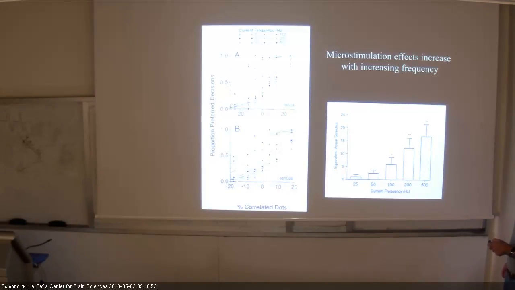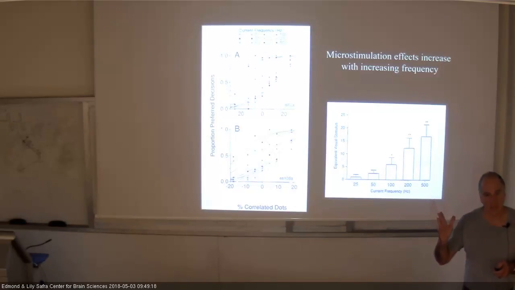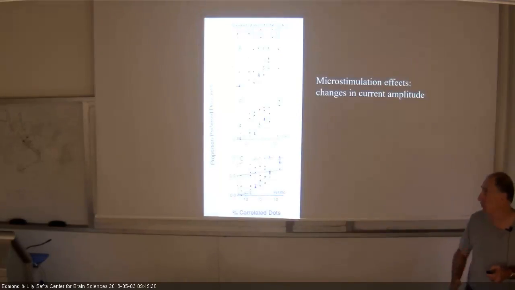You see that when you increase the frequency, the psychometric curves sort of move leftward, meaning that you get greater and greater effect. And you can see here that's the average. So these are two experiments. You see this shift to the left with frequency, and you get an increase in the effect of the microstimulation. Last question. What if you now, instead of changing the frequency, you change the amplitude?